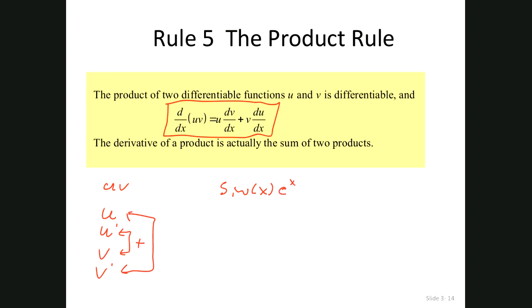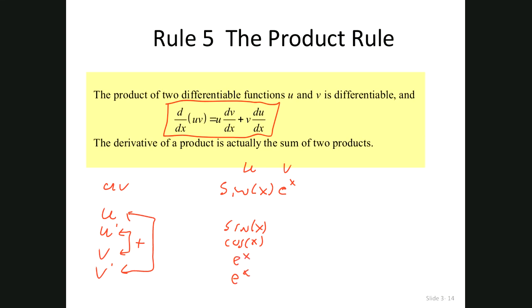And I'm going to use the product rule here. So I'm going to let u be sine of x and v be e to the x. So I'm going to write it down, u is sine of x. So u prime, well, the derivative of sine of x is cosine of x. And then my v function is e to the x. Well, the derivative of e to the x is e to the x.